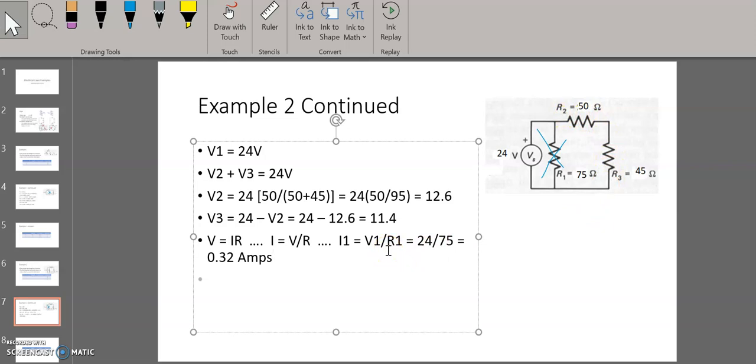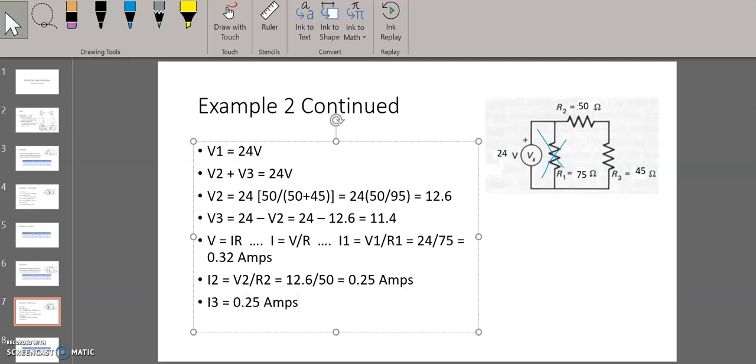So what I'm going to do now is I'm going to solve for one of the other currents. I'm going to solve for I2, which is going to be equal to V2 over R2. And I go ahead and plug in my numbers. I got 12.6 volts over 50 ohms, and I get 0.25 amps. Okay, now I know from Kirchhoff's current law that that is going to be the same. So I3 is also equal to 0.25 amps.